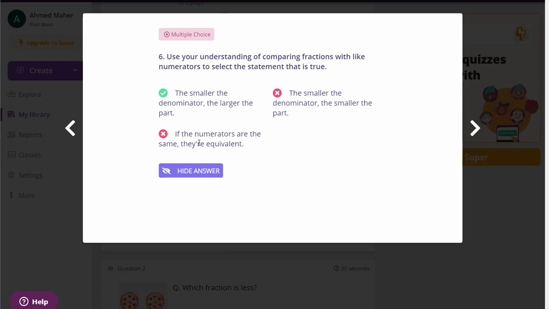They are not equal, so this one is wrong. And this one also, the smaller gives smaller parts. Of course, the smaller denominator. No, of course no. So the only one correct here is the first one. Thank you, my hero.